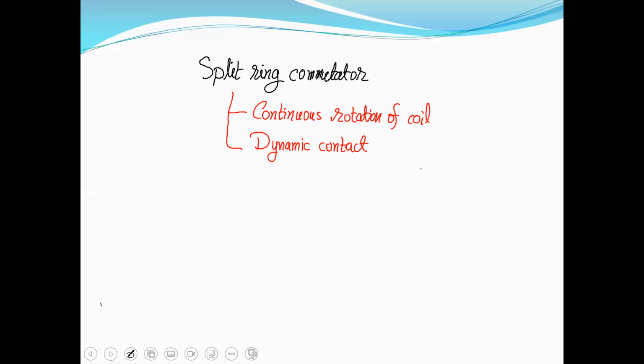The split ring commutator provides continuous rotation of the coil. It also provides a dynamic contact. Something is moving and you want to transfer current. This is called dynamic contact. The split ring commutator provides continuous rotation of the coil. It also provides dynamic contact. You have to copy this.